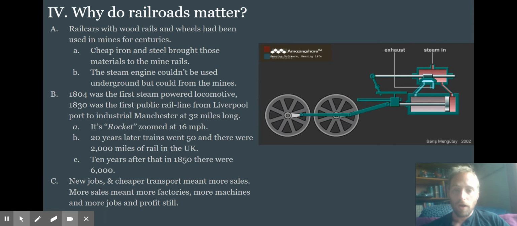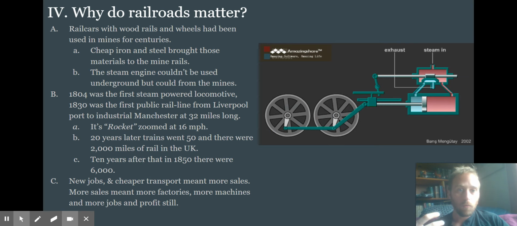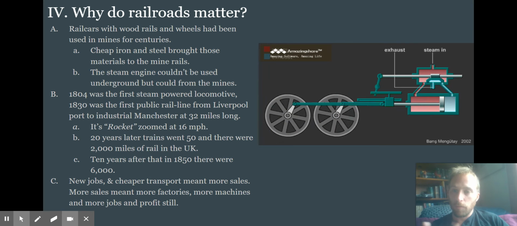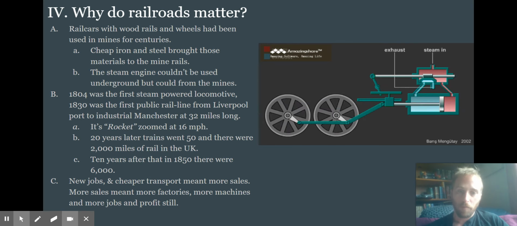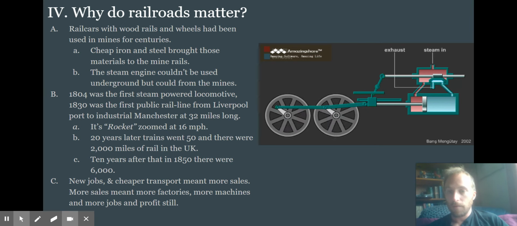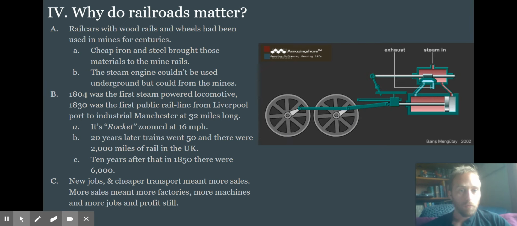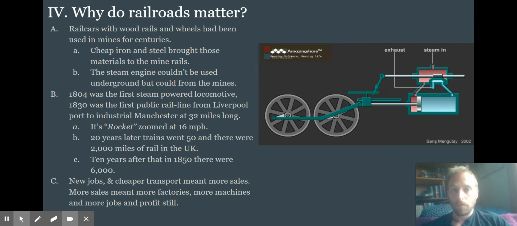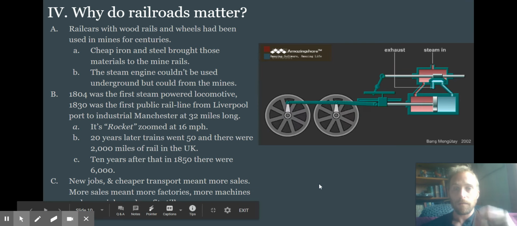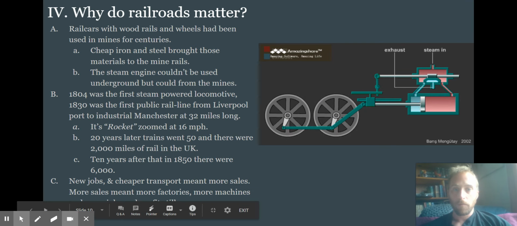There are lots of new jobs that are created. There's lots of new sales of goods because they're cheaper to transport. More sales means more factories. That means more machines. That means more jobs. And that means more profit for those that own those factories. So the railroads matter because they accelerate this whole process even further.